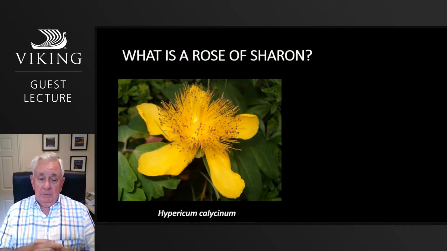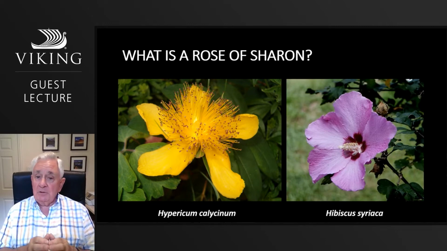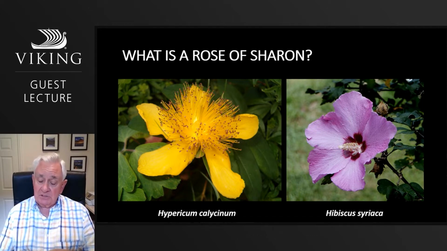Similarly, in Britain, if you say to somebody, that's a rose of Sharon, they'll look at that yellow flower, Hypericum calycinum. But in North America, the plant that you call rose of Sharon is hibiscus, a totally unrelated plant. So the reason we give plants Latin names is to avoid confusion.